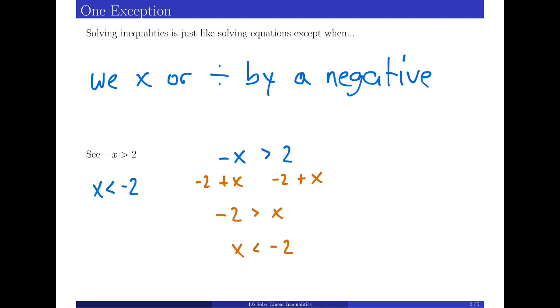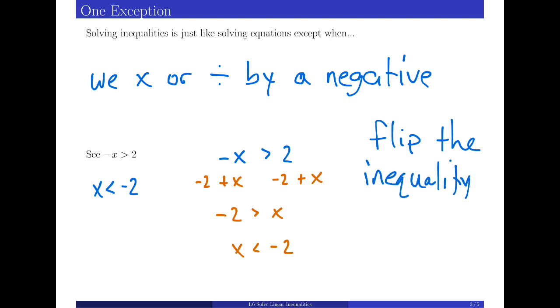So remember that when we multiply or divide by a negative, we have to flip the inequality. Okay, and it's only when it's by a negative. If we divide by a positive 2, or if I multiply by a positive 3, I don't have to flip the sign. Only when I multiply or divide by a negative.